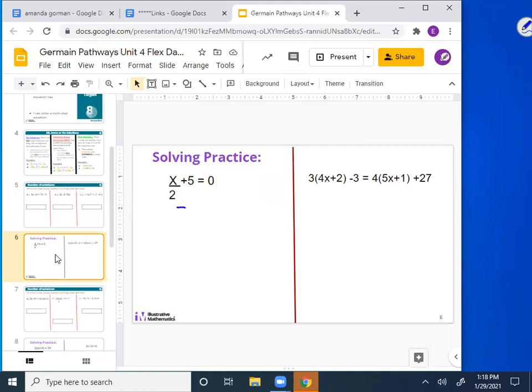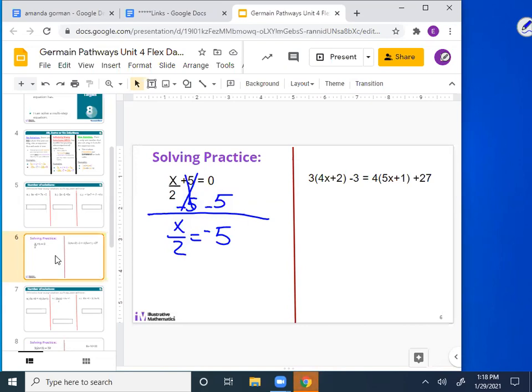We're going to subtract 5 from each side. On your piece of paper, you're writing this down. Cancels out our 5s here. We're left with x over 2 is equal to what? Negative 5. Very good. And I'm done. Woo! I love what you guys do.